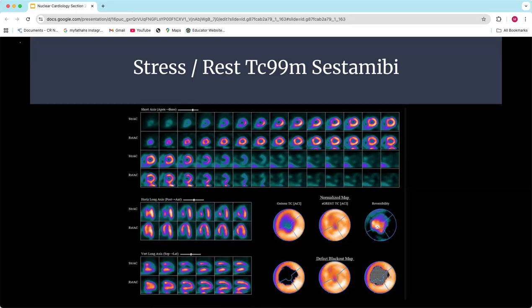I have one more question. So that one polar maps, could you go back to that slide?